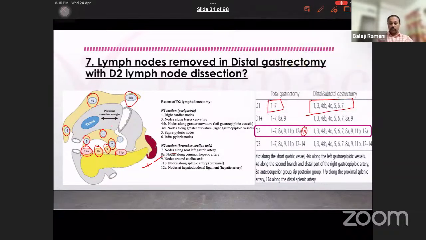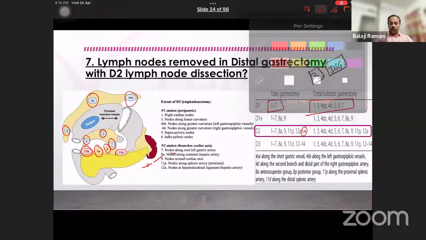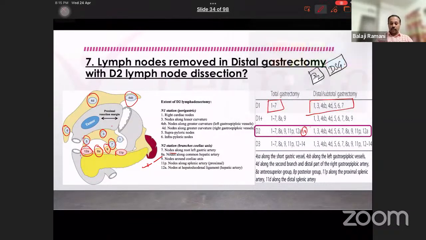So 1 to 12 will be there for D2 dissection in a distal subtotal gastrectomy. When we are talking about it, it will be levels 1 to 12, but it will not involve level 2, and it will not involve level 10, so minus 2 and minus 10. So this is your D2 dissection as far as the distal subtotal gastrectomy. If you look at it, 2 will not be there. So 3, 4, 5, 6, 7, 8, 9, 10 will not be there. Then 11, and then you are going to have your 12A.